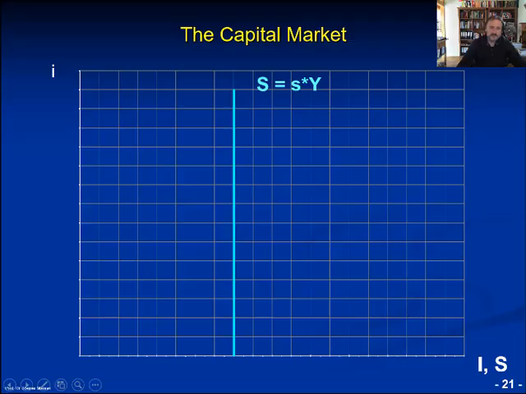The investment credit demand curve depends, as usual, in a negative way on the interest rate. Consequently, it has a negative slope, like this. So, the lower the interest rate, the larger investment credit demand. The intersection point between savings supply and investment credit demand represents the market equilibrium interest rate.